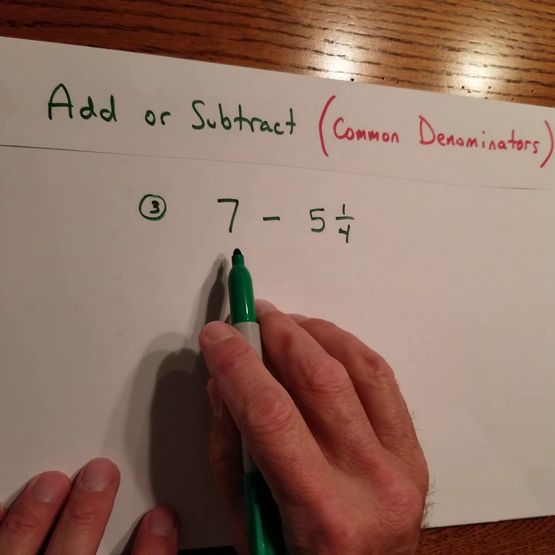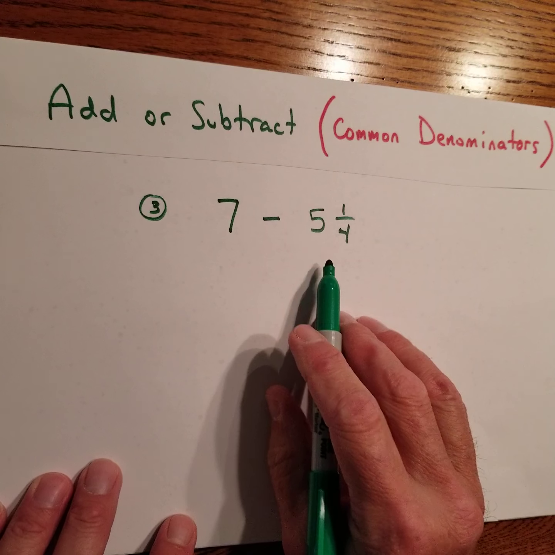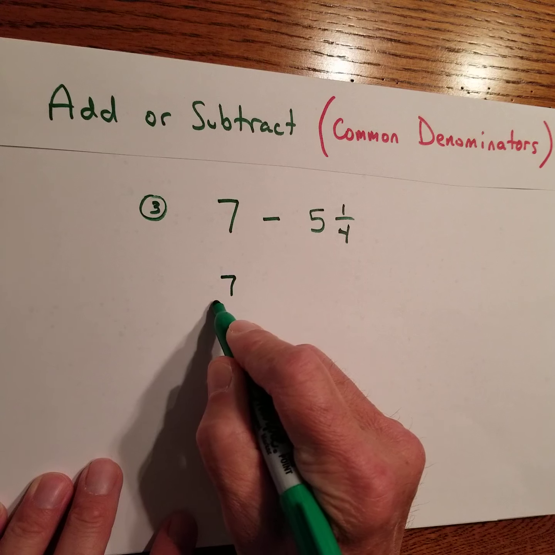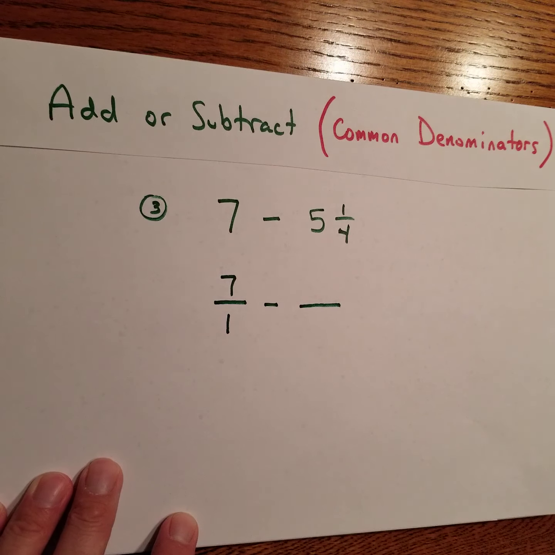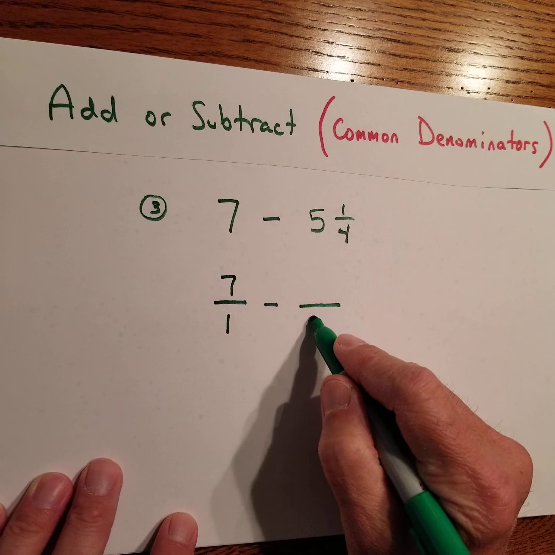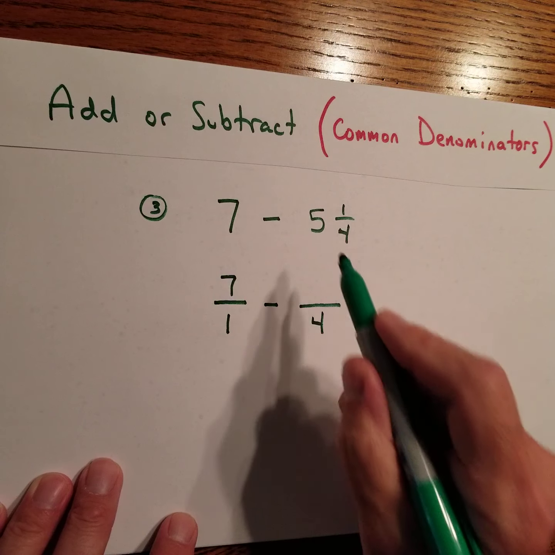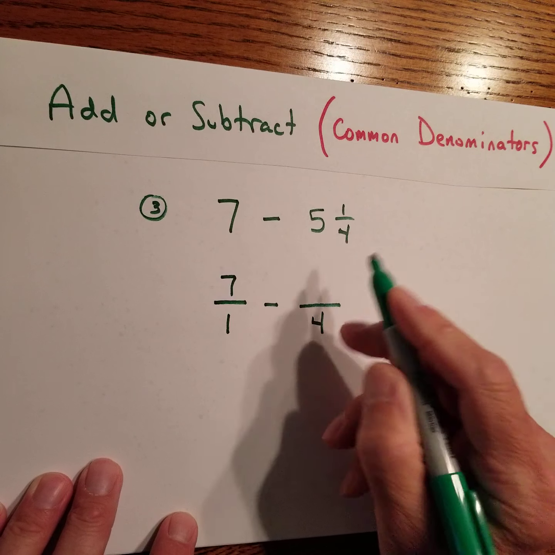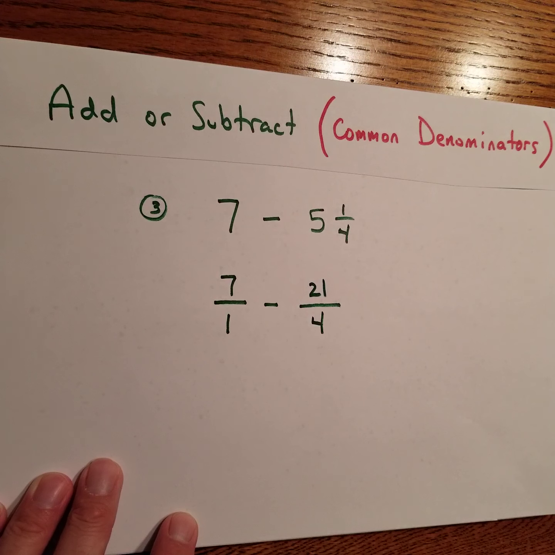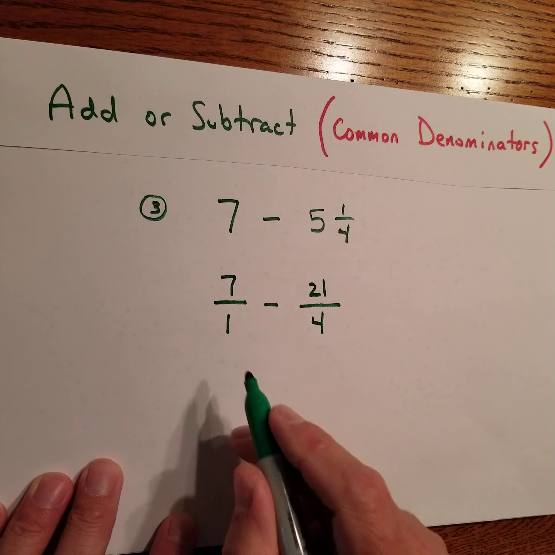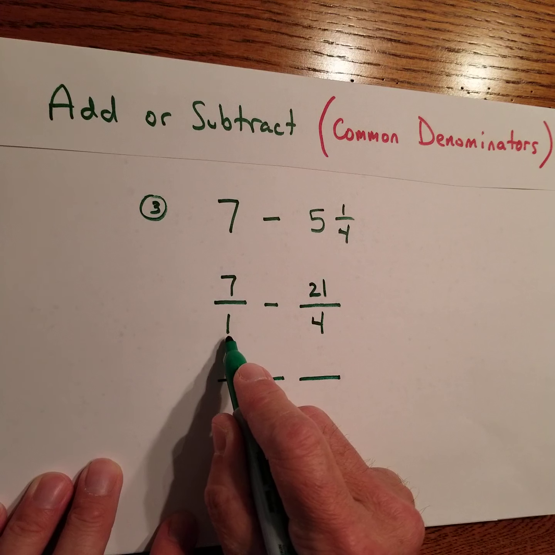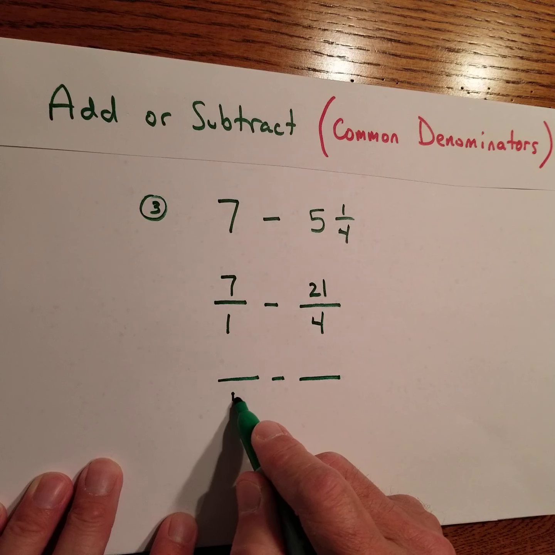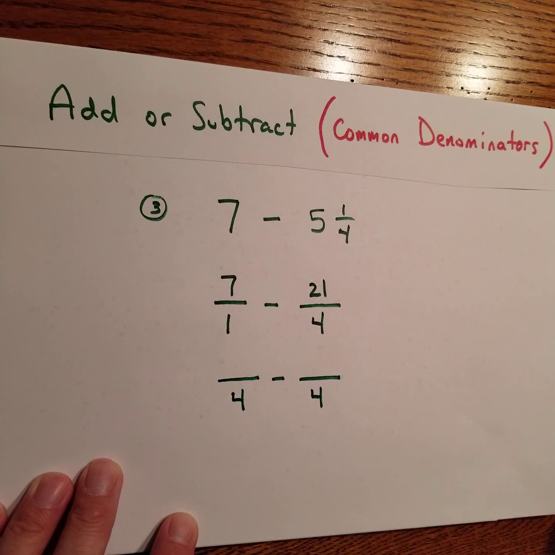This time we're subtracting with a whole number and a mixed number. Let's make the whole number look like a fraction by putting it over 1. Then we'll change the mixed number into an improper fraction. 5 times 4 plus 1. When we subtract, we need common denominators. I notice that the small denominator divides evenly into the big denominator. So the big denominator is a good common denominator.